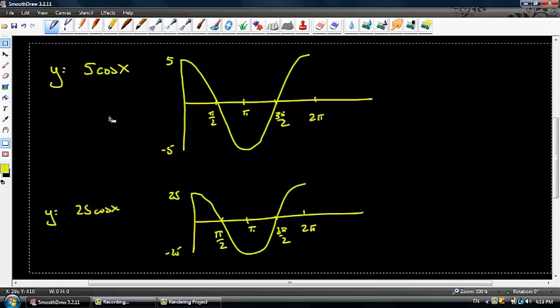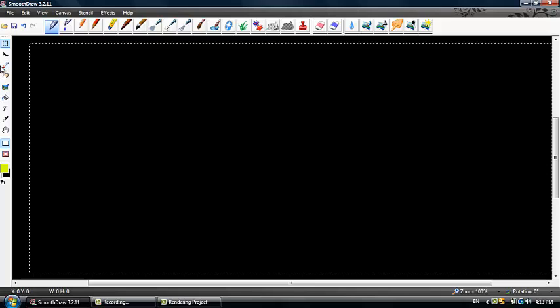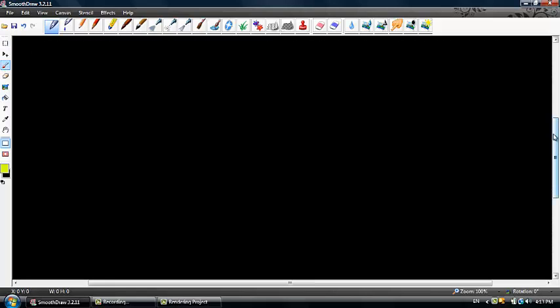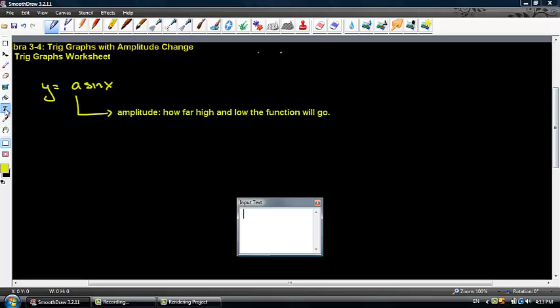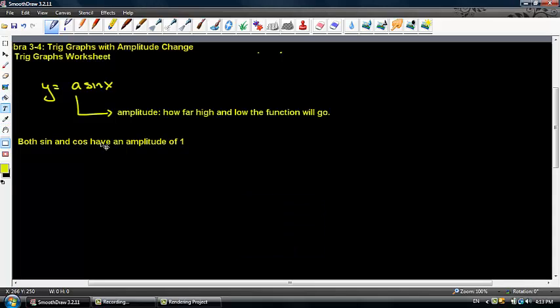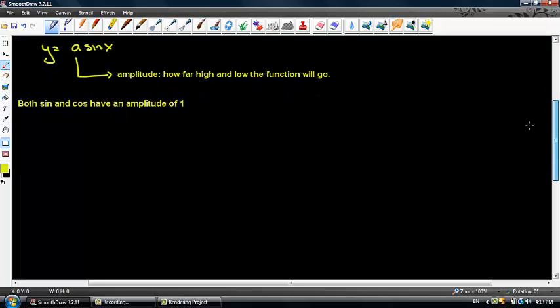Now, a couple things you guys got to know about sine and cosine versus tangent. Both sine and cosine have an amplitude of 1. They have a default amplitude of 1. They go up to 1 and they go down to -1. The other trig functions like tangent, cosecant, and everything, they don't have an amplitude, and that's because there's no upper limit and lower limit for these functions.